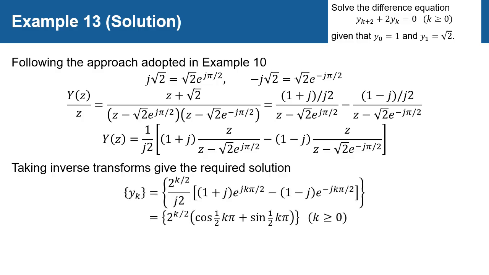y_k is equal to 2 raised to k over 2, over j2, times the quantity (1 plus j) times e raised to j k pi over 2 minus (1 minus j) times e raised to negative j k pi over 2. And then that is now equal to 2 raised to k over 2 times cosine of 1 half k pi plus sine of 1 half k pi, where k is greater than or equal to 0.